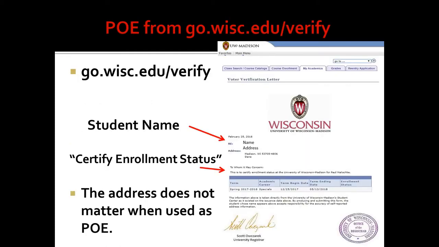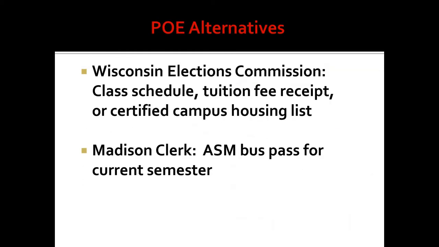UW students can use go.wisc.edu/verify for a document from the registrar certifying enrollment status. The address does not matter for POE. There are many alternatives for POE, so no worries: class schedule, tuition fee receipt, certified campus housing list, or an ASM bus pass for the current semester.